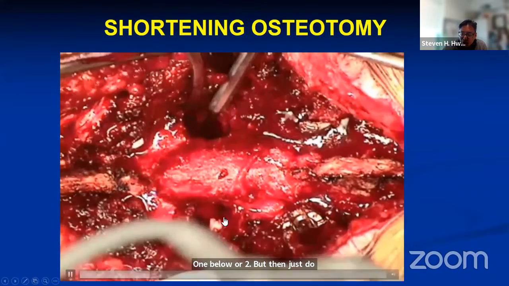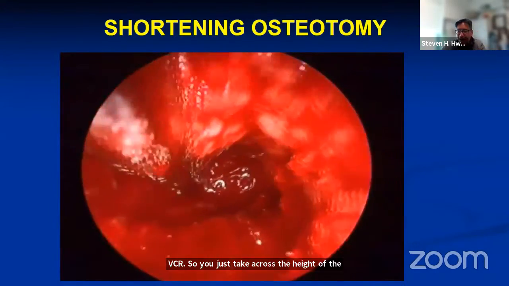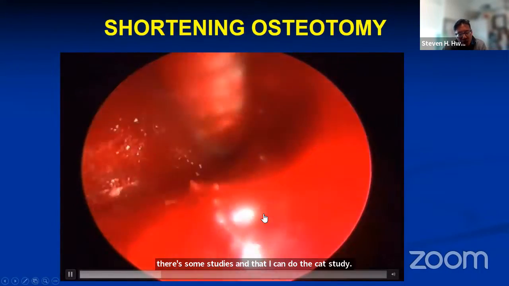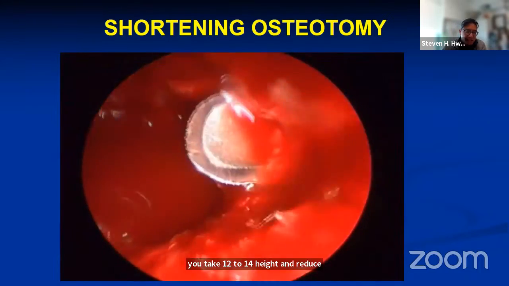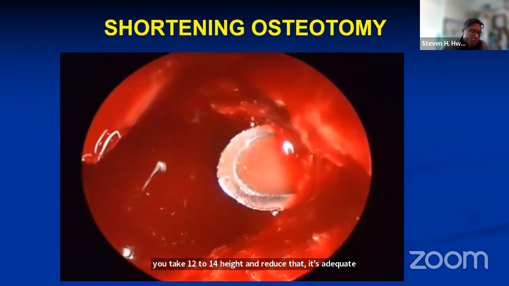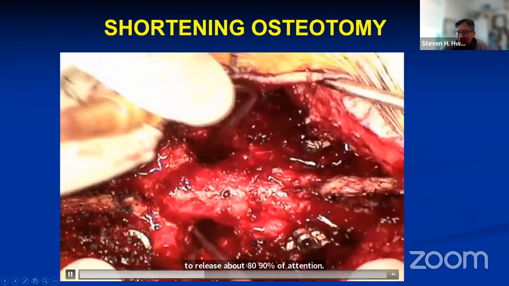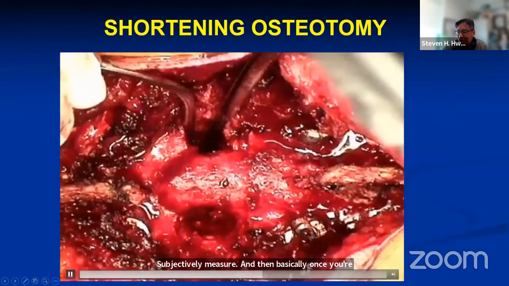So you just take across the height of the pedicle. With some studies, and we did a cadaveric study, this is just for show to see the contralateral side. If you take 12 to 14 millimeters of height and reduce that, it's adequate to release about 80 to 90% of the tension that we subjectively measure. And then once you're across and everything's free, you can close it down. For show, we can close it down.